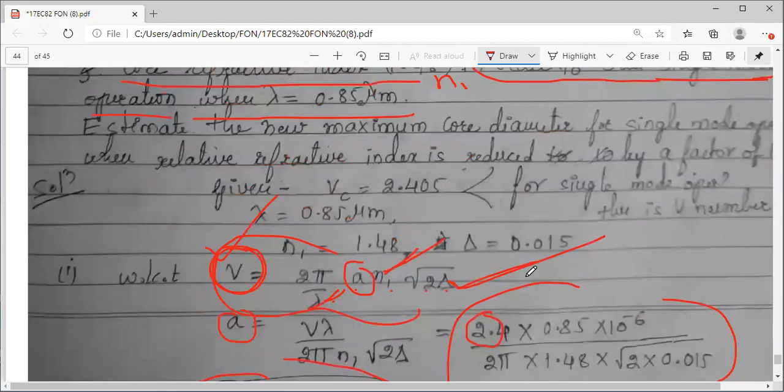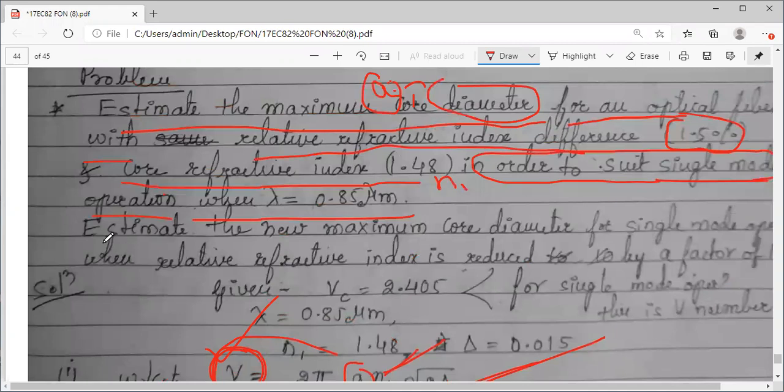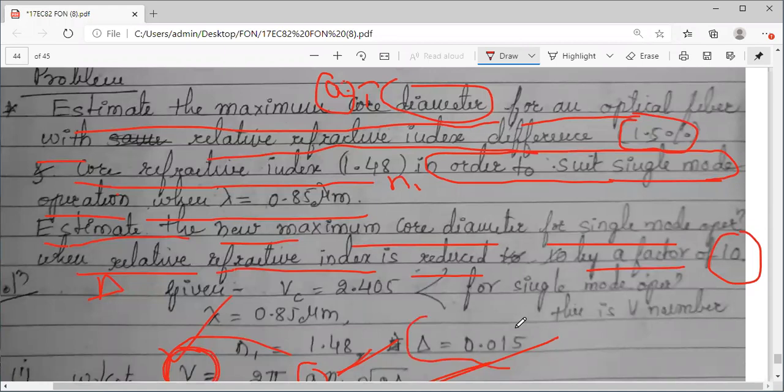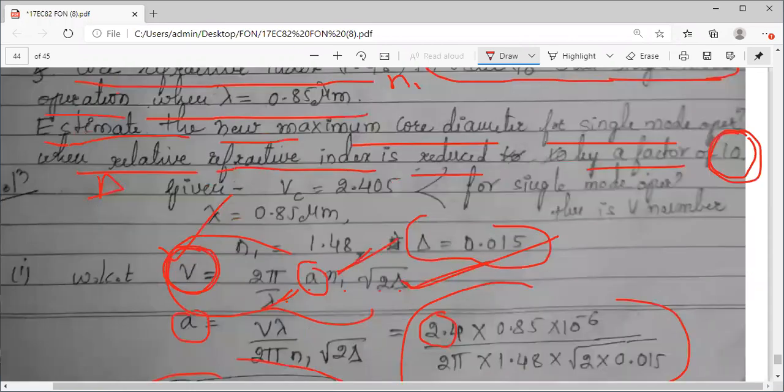And one more, I think the question is a continuation. Yes, there is a sub question. Estimate another diameter. Okay, if the parameters have changed for a single mode operation, when the relative refractive index delta is reduced by a factor of 10. There is just a slight change in the value of delta, which is 1.5%, 0.015, it is reduced by a factor of 10. If you do that, what changes happen?